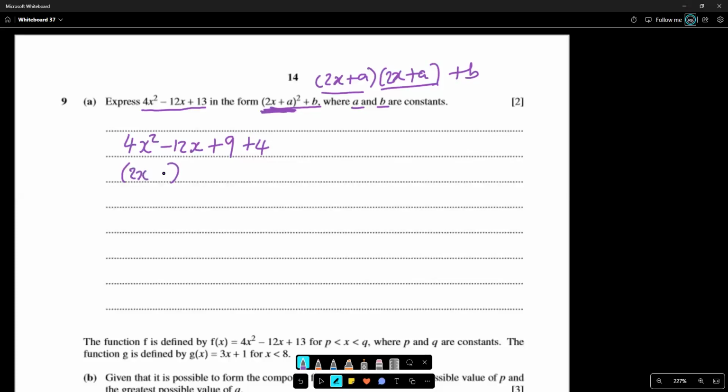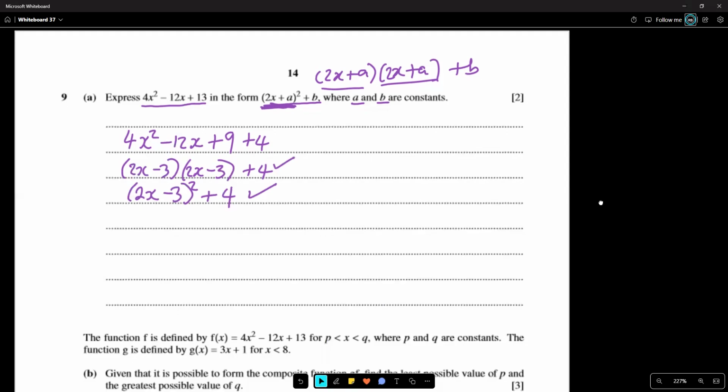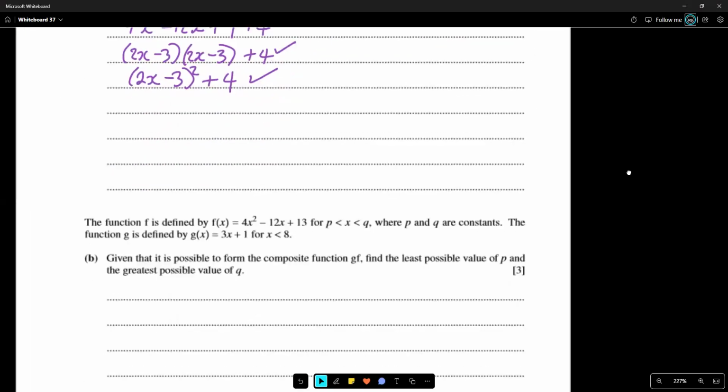So 2x minus 3, 2x minus 3 plus 4. Then this is minus 6x minus 6x, which gives you the middle. So you know you factorize properly. So it's 2x minus 3 squared plus 4. Then that is finito. We can go to the next part of this thing.